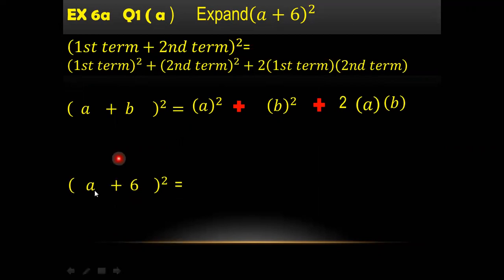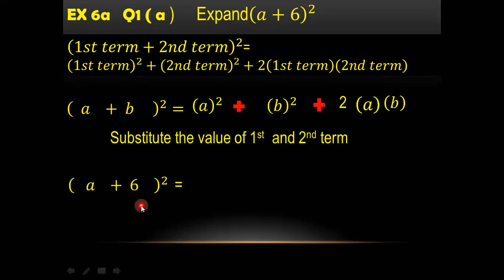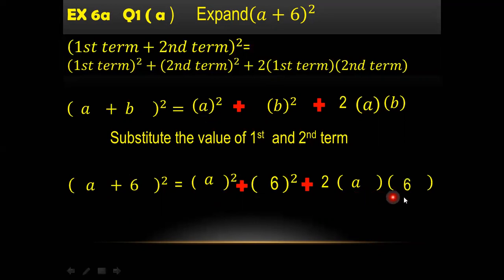Now we will write down our question, which is a plus 6 whole square, and we will substitute the values of the first and the second term in the formula. First of all, I will write down the blank slots, 3 blank slots, or all blank slots in 3 places, right? The first place will be filled by the first term, which is a in the question and in the formula also. So first term is a, second term is 6. Here 2 into first term is a and into second term is 6. Now just solve them. A square is a square, 6 square is 36, 2 into a into 6 is 12a.